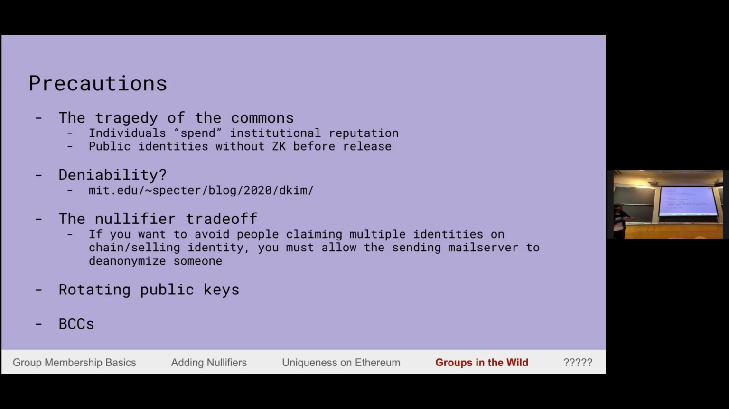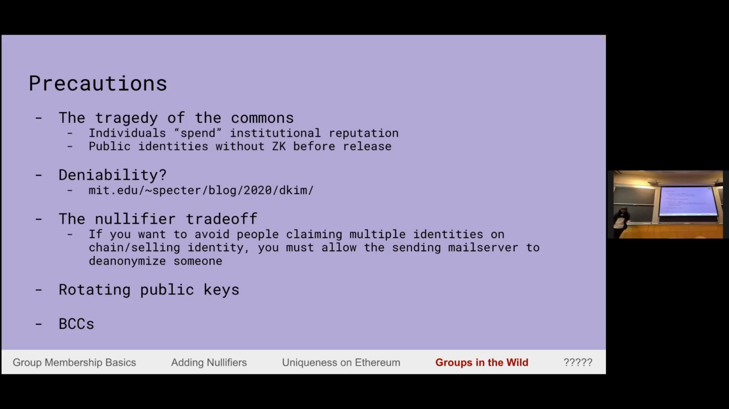There's this interesting nullifier trade-off. We've been talking a bunch about nullifiers and how they allow you to stop someone from double spending or double saying. A natural question is, does the ZK email scheme have a nullifier built into it? Like, can I say this was some individual from MIT, and if they try to prove again, it was the same individual from MIT?